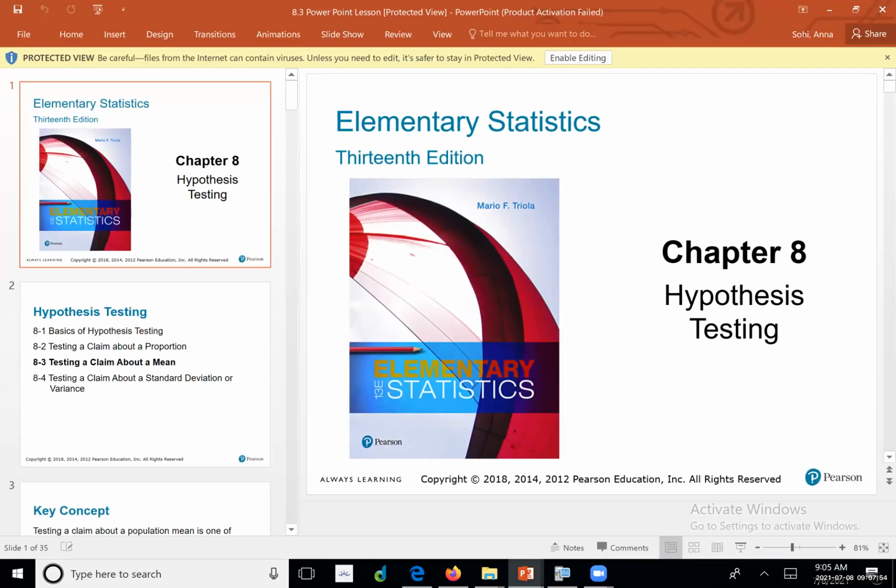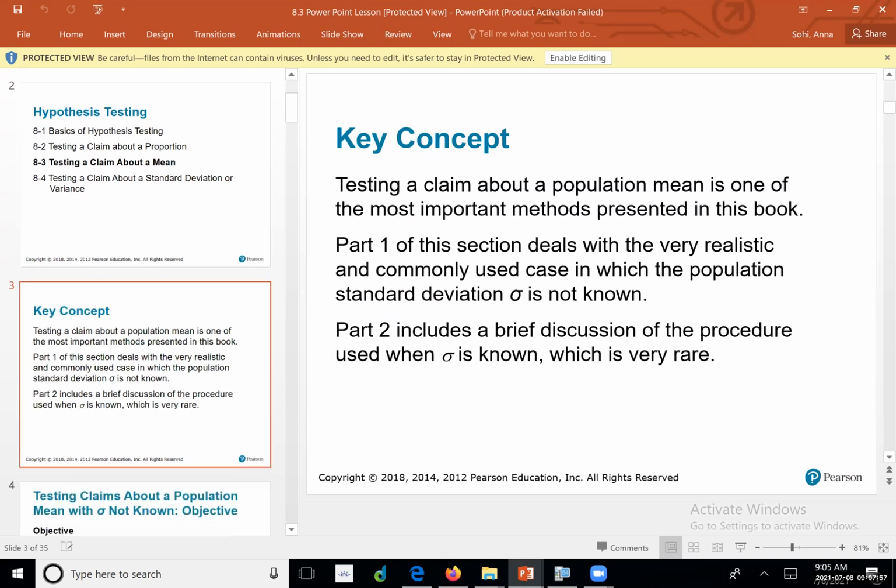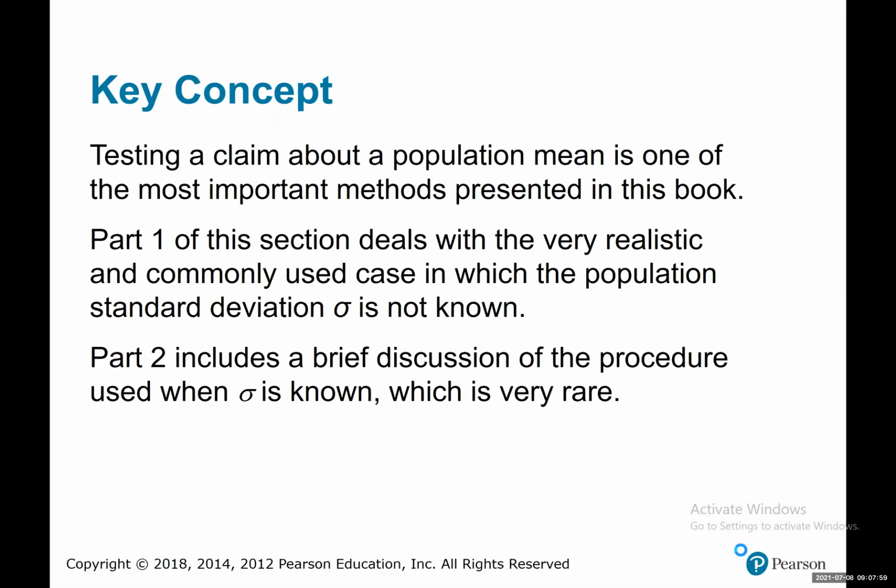I'll quickly go over that because it's more of using examples, and because we are not using formulas, not every single page of the PowerPoint will be used. So there are two parts to this lesson. You are testing a claim about a population mean. Part one is dealing with the realistic and commonly used case when the population standard deviation sigma is unknown.